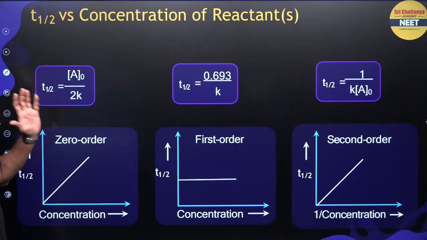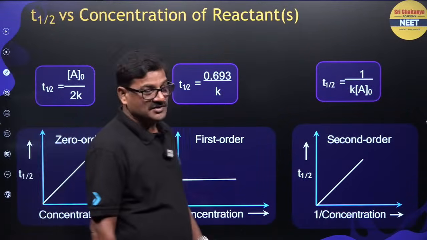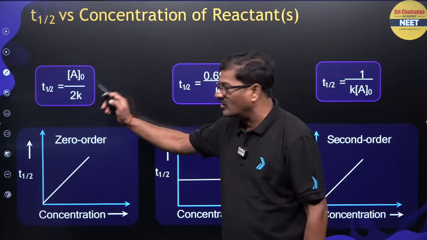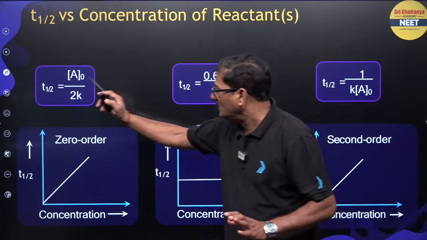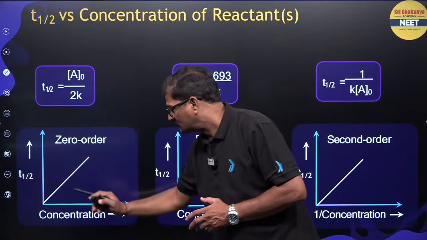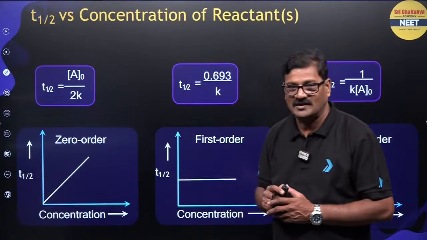And here, T half versus the concentration of the reactant. For zero order, T half is equal to A0 by 2K. So the T half is directly proportional to A0. So T half and concentration of A is taken.